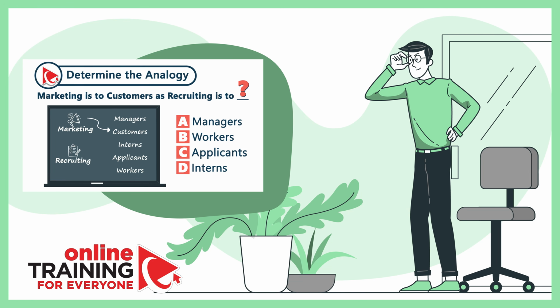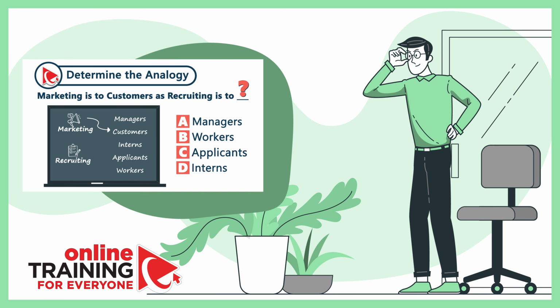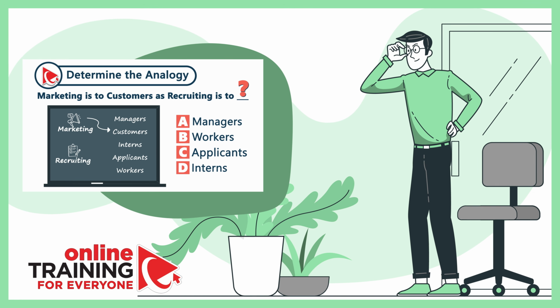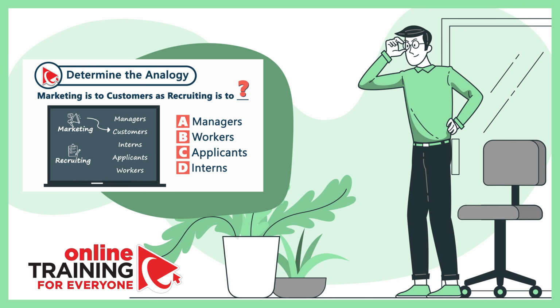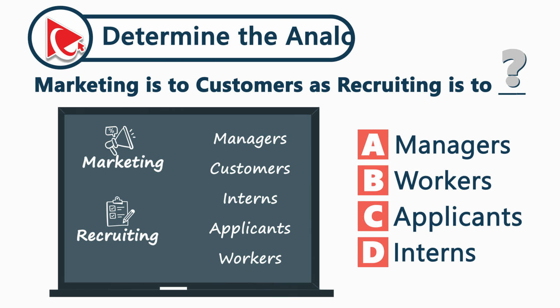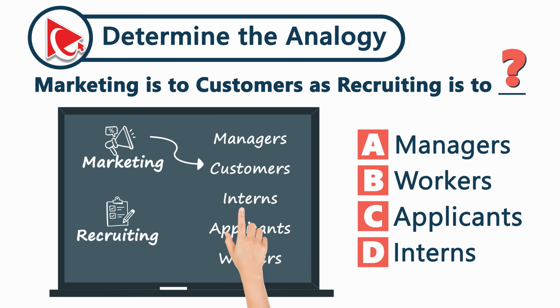Here's an amazing question to test your analytical reasoning skills. It's about how different business functions focus on different audiences. Can you figure out the pattern? Marketing is to customers, as recruiting is to what? Think about what marketing is for. It means to attract customers, right? Now think about recruiting. What kind of people are you trying to attract?